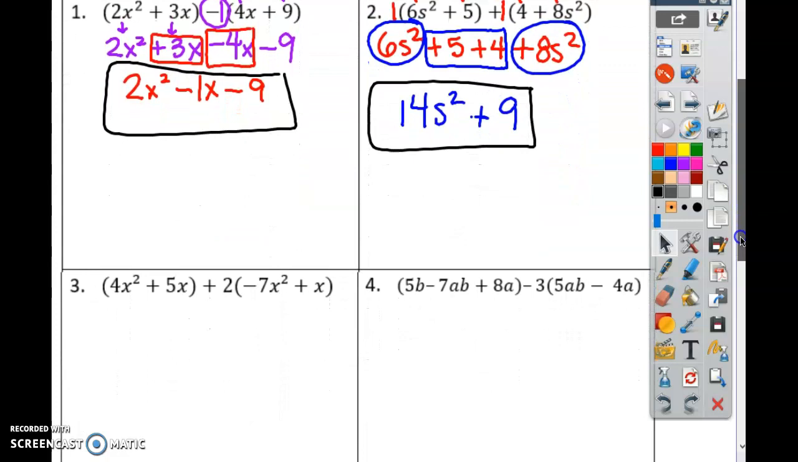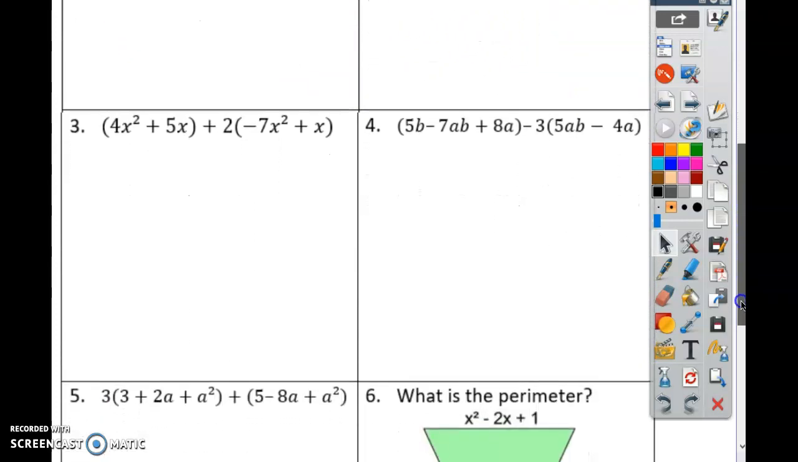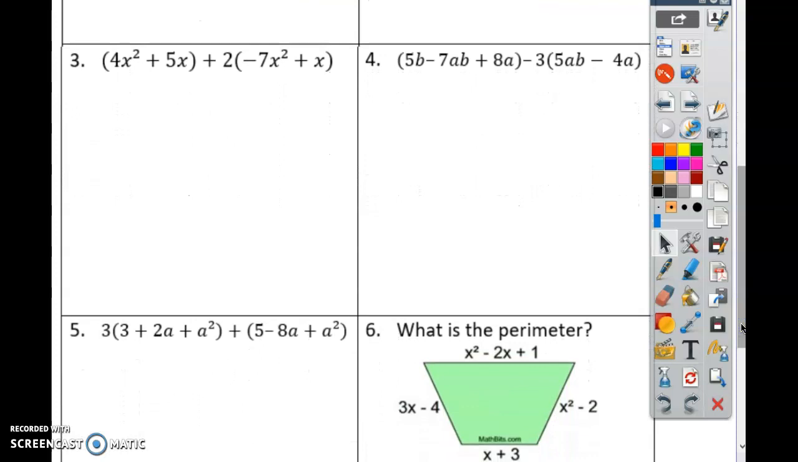Let's do problem number 3. What am I going to distribute? The 2. So the 2, let me change color. The 2 is going to distribute here and here, not over here, because there's an invisible 1 here. Okay, 1 times 4 is 4, 1 times 5 is 5. But what's 2 times negative 7? Yes, use the calculator. Negative 14.